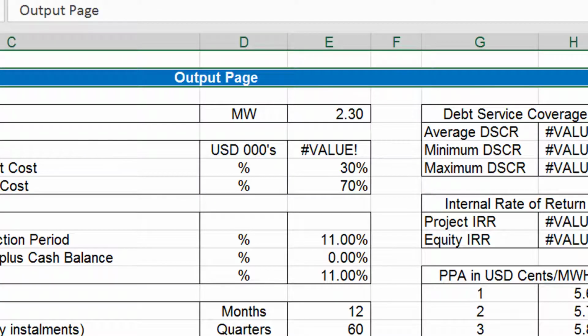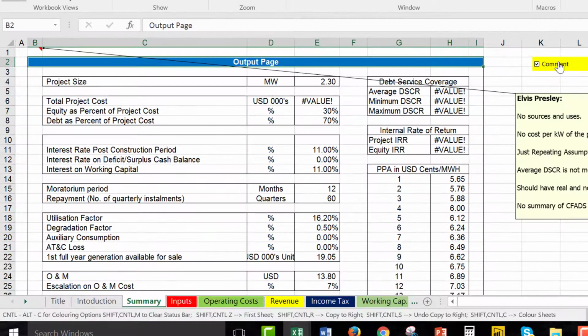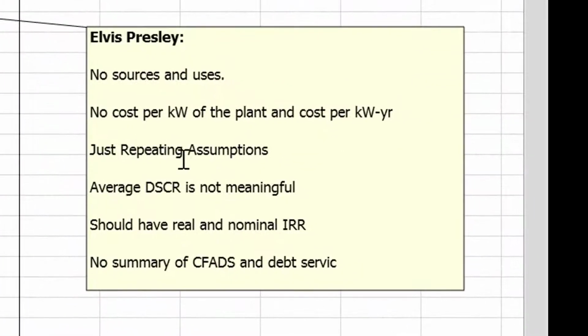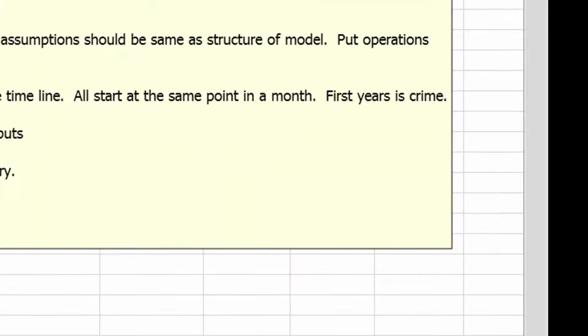Okay, and each one. Now this output page, I just should show you. In the output page, put the sources and uses. Show what's going on during the construction. And put that the cost per kilowatt was only 800. That's the big deal. And in this one, all they're doing is repeating the assumptions. That stinks, sorry. And then on IRRs, if you have any inflation at all, put the nominal and the real IRR in. And of course, they're all values because of the circular reference.